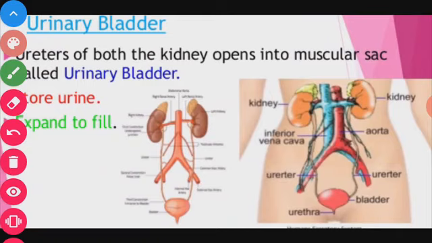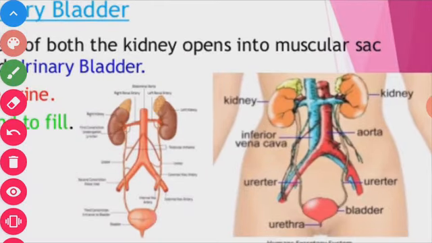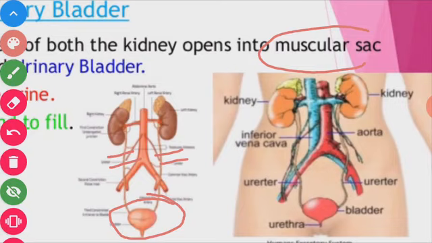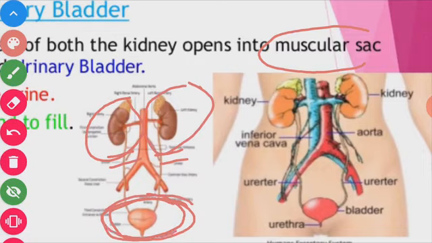After that, the urinary bladder. The urinary bladder is a muscular sac like structure. Both the ureters open in this sac like structure. Urine formed in the kidneys is stored in this urinary bladder for some time.